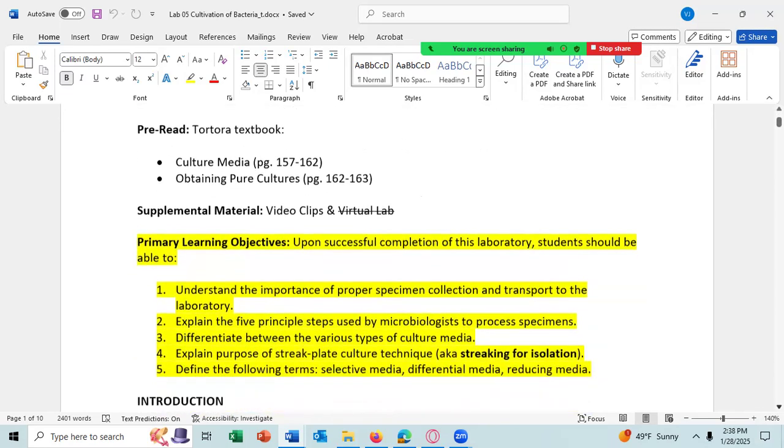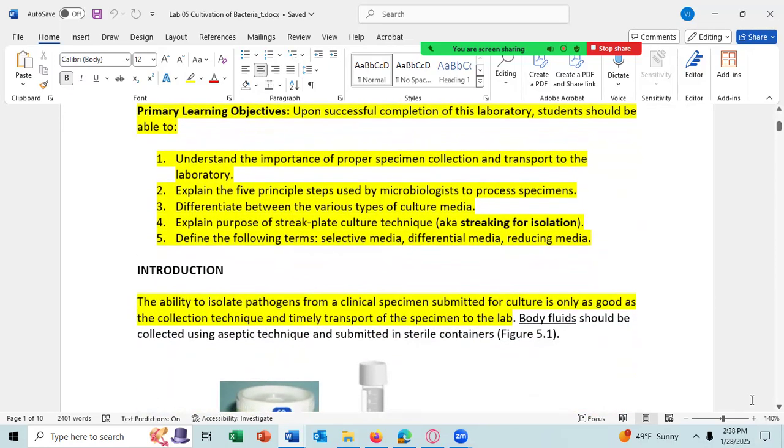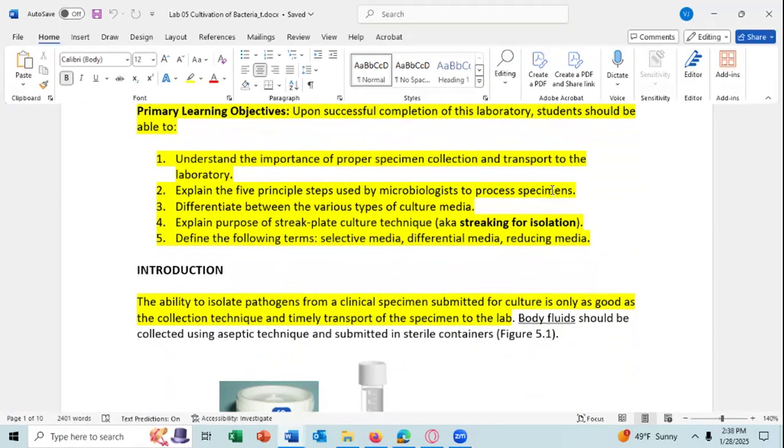Your learning objectives for this lab. One, be able to understand the importance of proper specimen collection and transport to the lab. Two, explain the 5 principal steps used by microbiologists to process specimens. Three, differentiate between various types of culture media. Four, be able to explain the purpose of streak plate culture technique, aka streaking for colony isolation. And then five, define the following terms: selective media, differential media, and reducing media. Any questions about any of those?